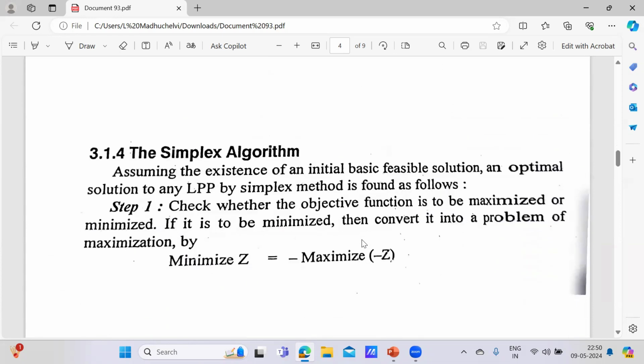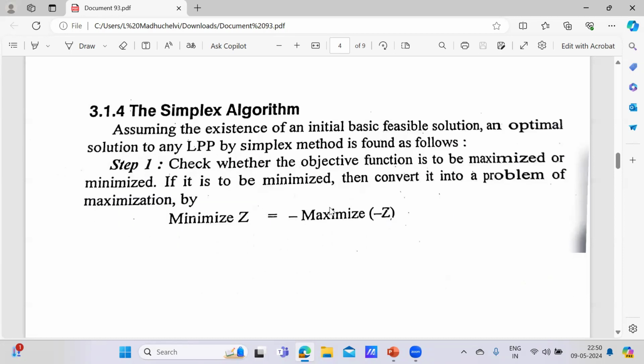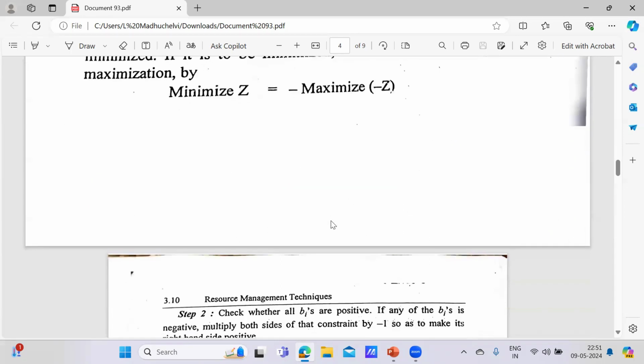Next, let us go to the simplex algorithm, that is used to solve a linear programming problem. So, assuming the existence of an initial basic feasible solution, an optimal solution to any LPP by simplex method is found as follows. Step 1, check whether the objective function is to be maximized or minimized. If it is to be minimized, then convert it into a problem of maximization by minimize z equal to minus of maximize of minus z.